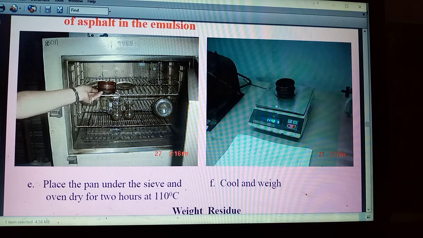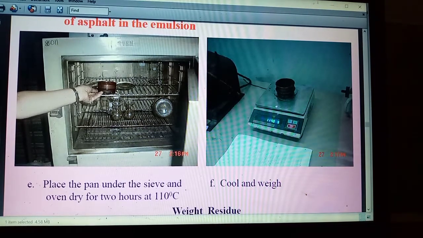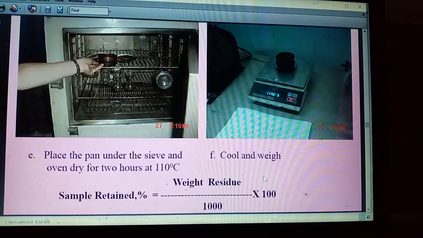So yung mga residues na natira sa itaas, yung mga solid particles, yung nasa sieve, ilagay mo dyan dun sa pan. Okay? Sieve 2, lagay mo dyan sa pan. Then, ilagay mo dyan sa oven. So, lutuin mo siya in 110 degrees for 2 hours. Then, cool and weigh.